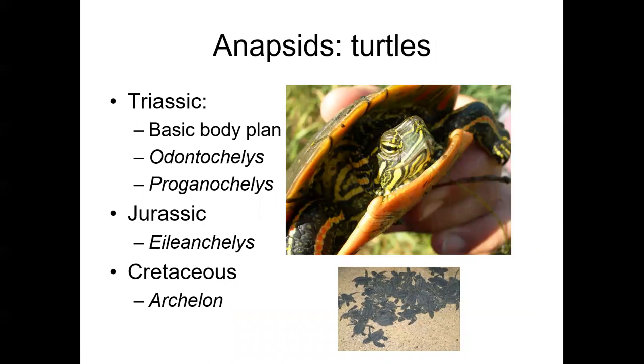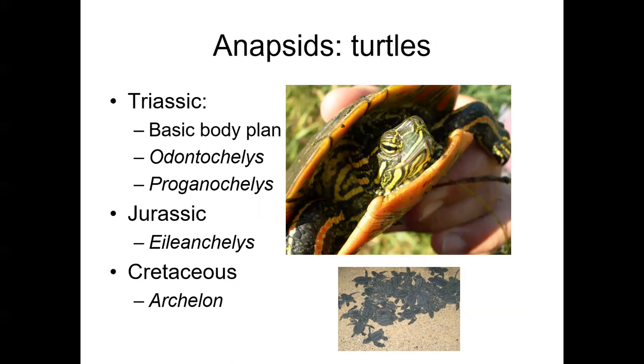Now, with regard to turtles, the anapsids, we have a pretty good fossil record, which makes sense because they have these really bony carapace, a really bony plastron, and their body plans haven't really changed over the last couple hundred million years. So by the late Triassic, the basic turtle body plan had evolved and remained unchanged for millions of years.